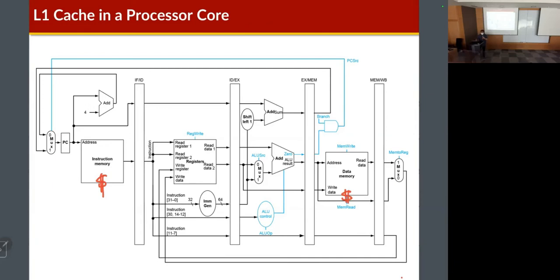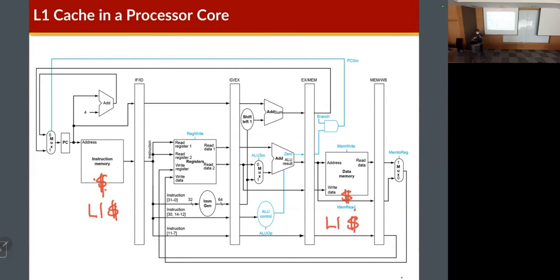And this cache is in the processor. So we can say that this memory is the closest memory to the processor, except the register file. It's the closest memory. So this cache is the level 1 cache. This cache is also a level 1 cache.